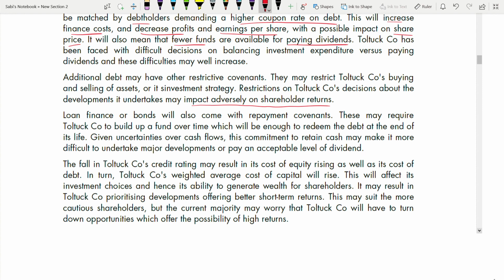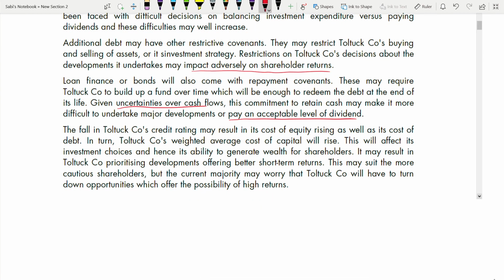Given uncertainties over cash flows, this commitment to retain cash may make it more difficult to undertake major developments or pay an acceptable level of risk. So they are talking about levels and uncertainties about cash flow. It is given from the case study. The fall in Toltuck's credit rating may result. Now you see you are coming to the conclusion. The last paragraph is always about your conclusion only. You're summarizing basically whatever you told before and giving it in one paragraph.